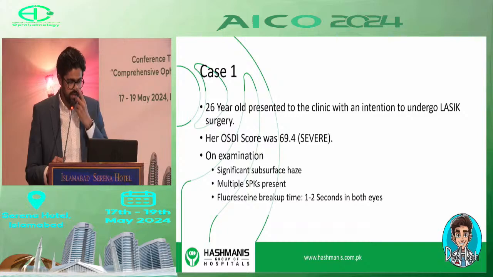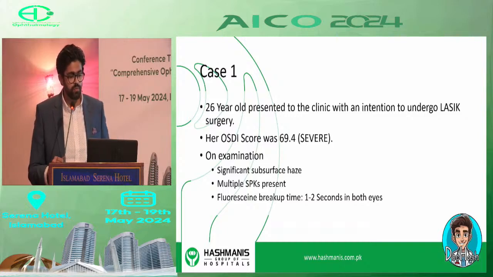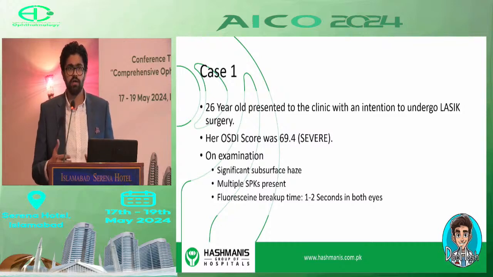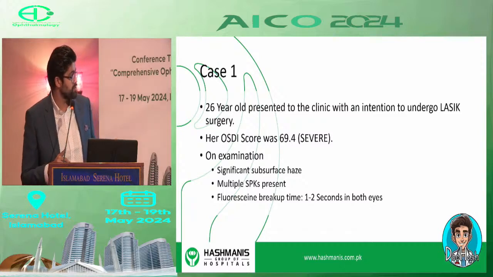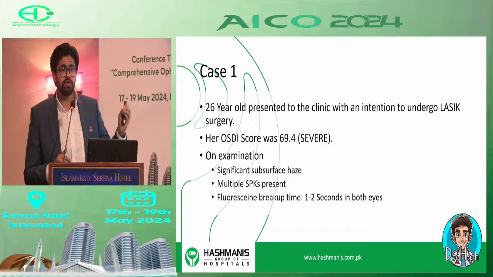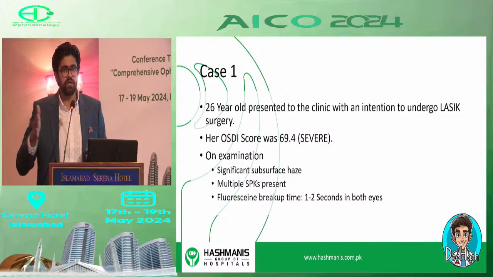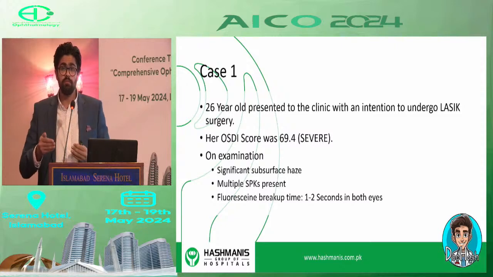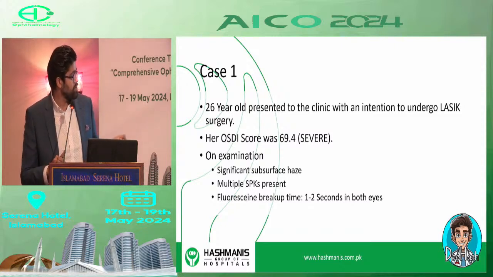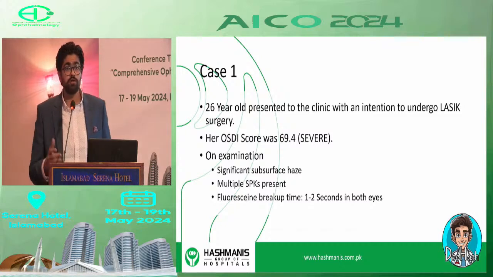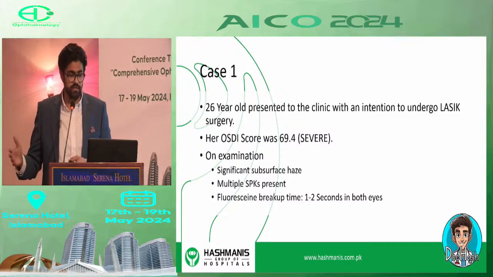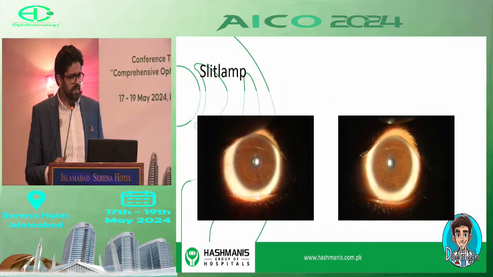So this case was a 26-year-old patient that came to us and wanted to undergo LASIK. Her OSDI score, when we looked at it, was 69.4, which characterizes as severe dry eye. On examination, she had this severe subsurface haze. After Athens protocol you can get haze, but these people have haze pre-operatively if you look at them at the slit lamp. She has SPKs and a fluorescein breakup time of only 1 to 2 seconds, where it should be about 12 to 14 seconds. So then, this is the slit lamp image. Here you can't really see anything because you have to make a slit.